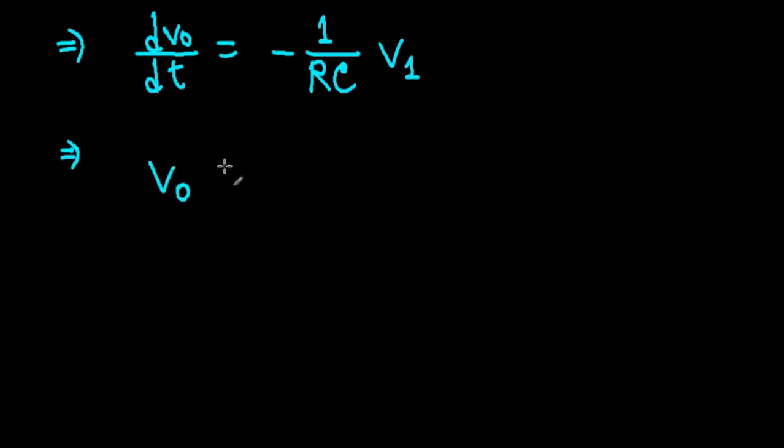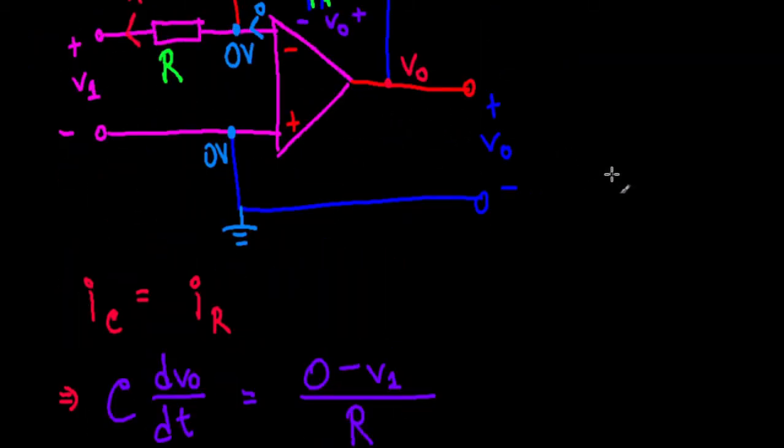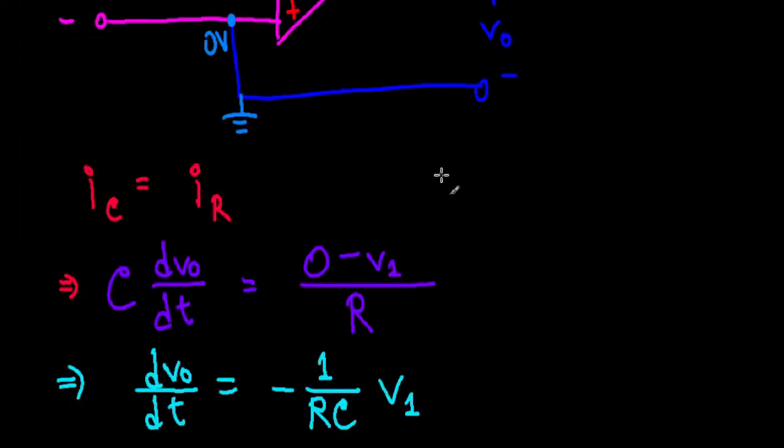So V output is going to be equal to the integral of this side, but this is just a constant, minus 1 by RC, so we can pull that out of the integral, and what's inside the integral. The big question is what type of integral are we taking? Usually we assume that the output voltage is 0 when time is equal to 0.